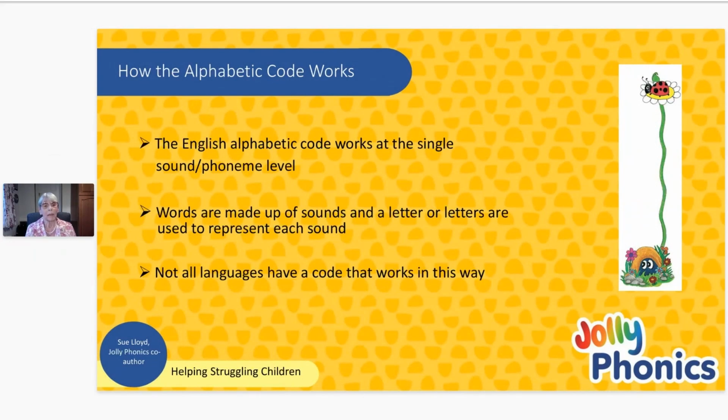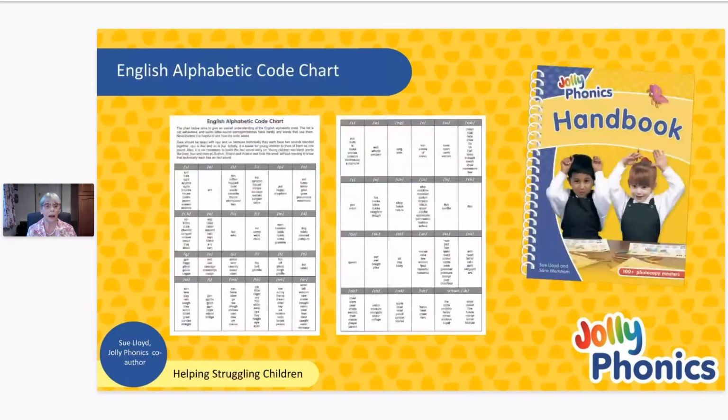So keep that in mind when you're teaching this code. In English, the code works on the single sound, the single phoneme. So every sound in a word has a letter or letters that represent that sound. Not all languages work that way, but English does. And have a look at how complicated it is. This is from the Phonics Handbook.